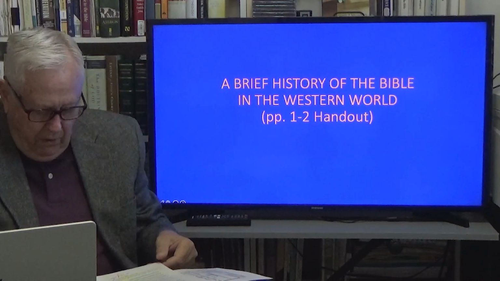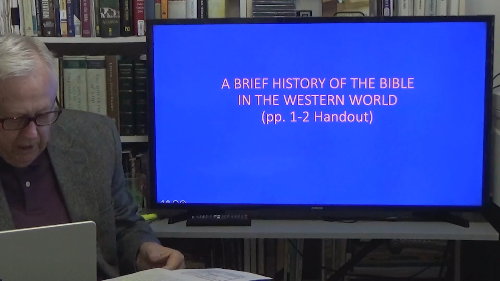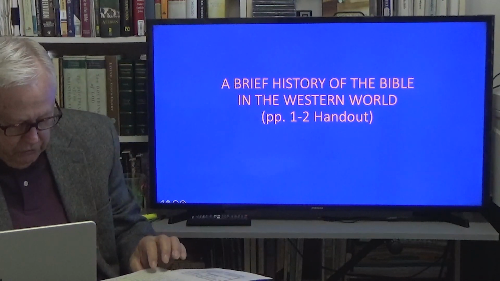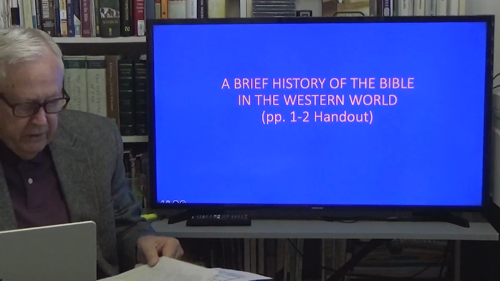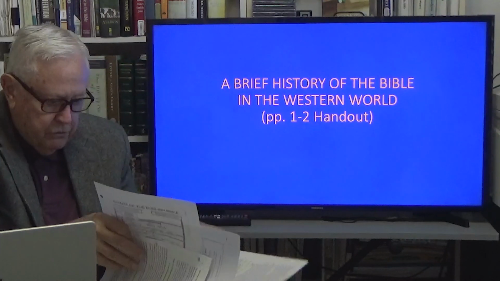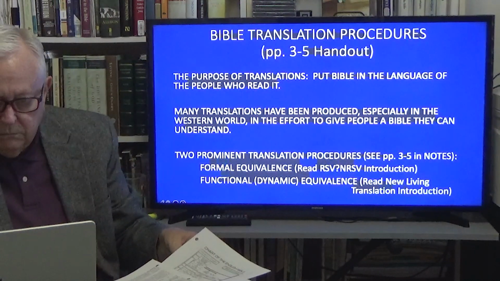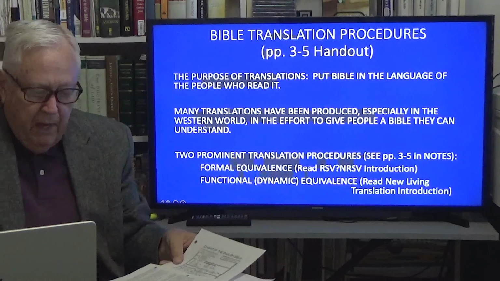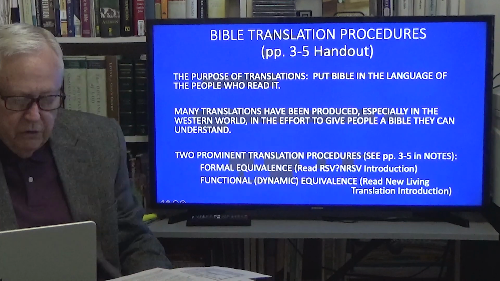So we have all the versions after 1611 are built on the King James. That's the bottom of page 2 in your notes, and you can compare the chart and learn a lot of things from doing that. Okay, page 3 in your notes. Defining English Bible translation procedures. Now, this is what is so crucial.